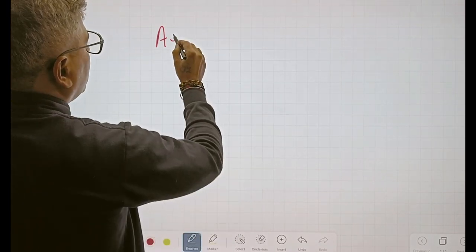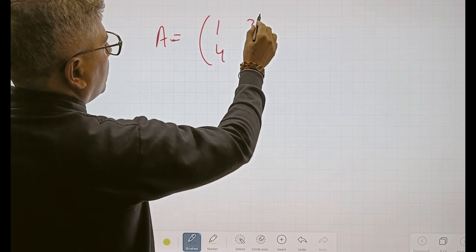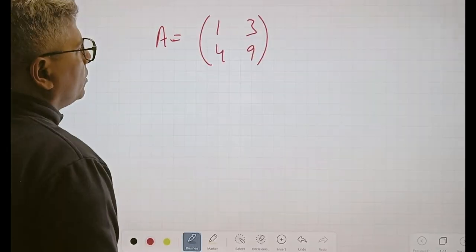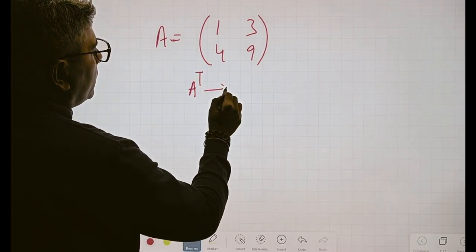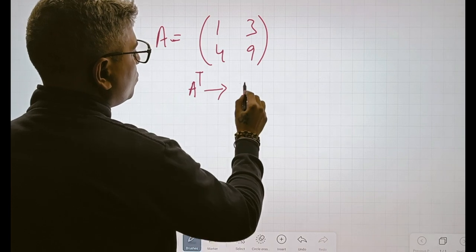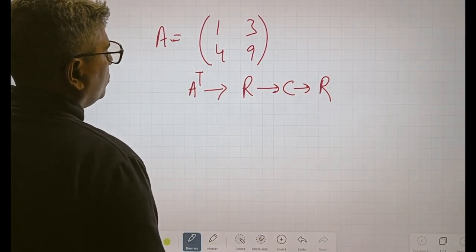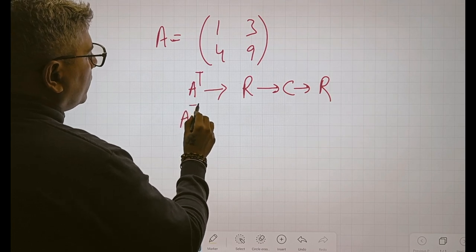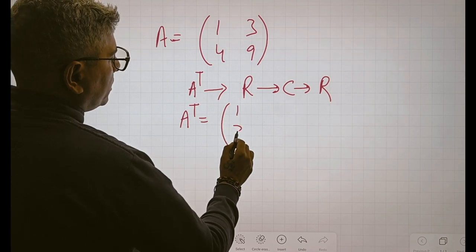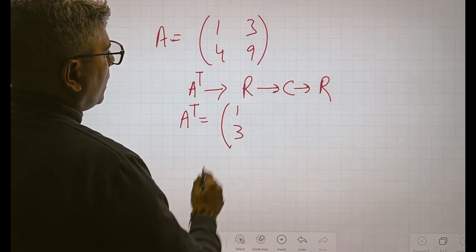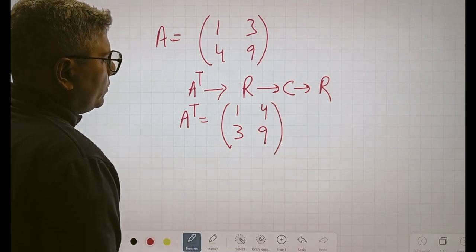Let's make it something different. 1 3 4 9. Okay, so this is a matrix, basically 2 by 2. When you do a transpose, that means A transpose, it is going to convert the rows to columns and columns to rows. So the result of a transpose will be this row will become column. That means it is going to give you 1 3 here, and this row will become column again, 4 and 9. So your result will be like this.